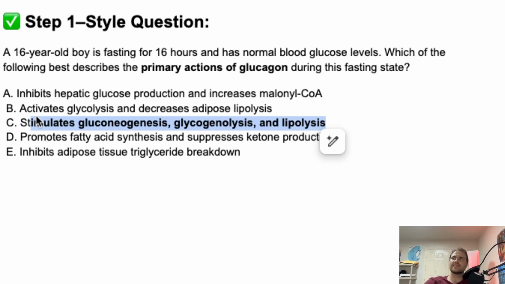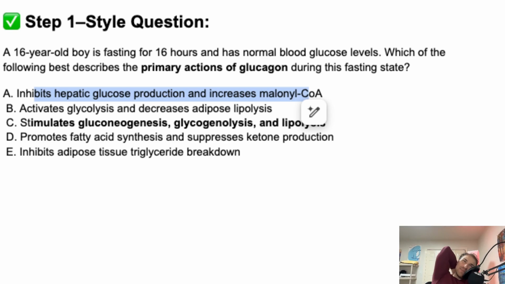So let's look at the other answers. Inhibits hepatic glucose production and increases malonyl-CoA. So inhibits glucose production. Glucagon does the exact opposite, my guy. So no, not that one. Activates glycolysis. Well, glucagon inhibits glycolysis. That's crazy. D, promotes fatty acid synthesis. That's insulin's job. So not glucagon. Inhibits lipolysis. Glucagon would stimulate lipolysis to release the energy.